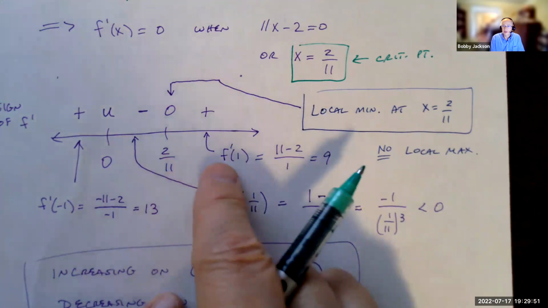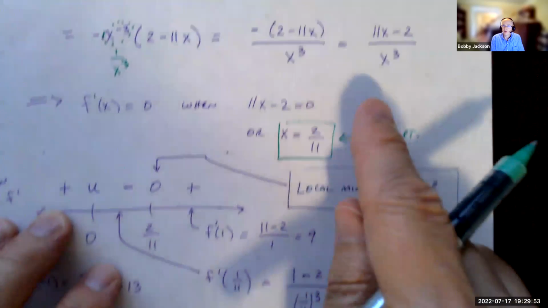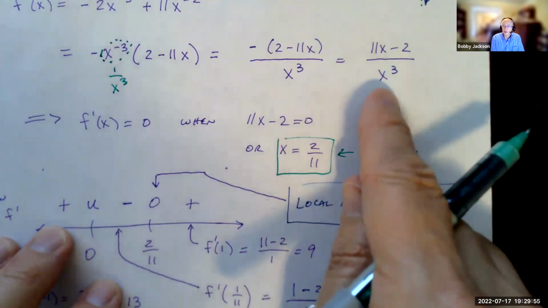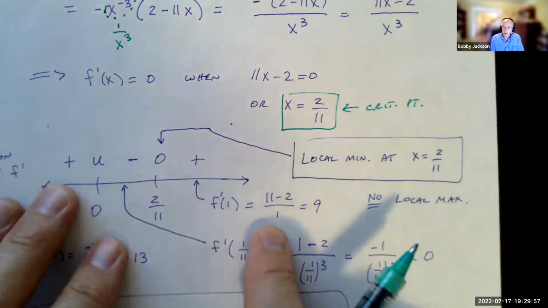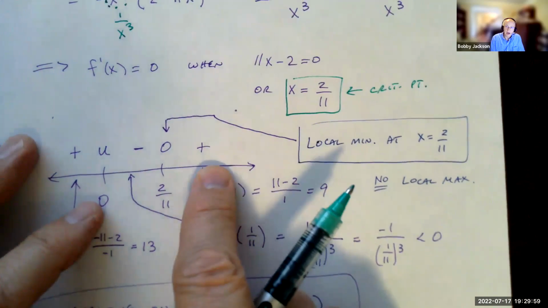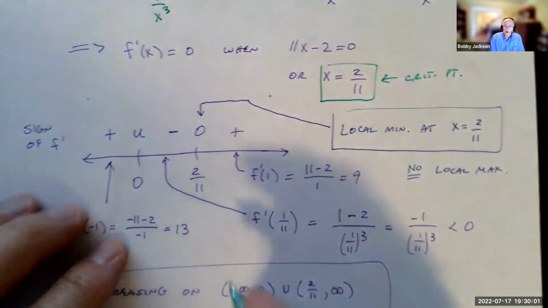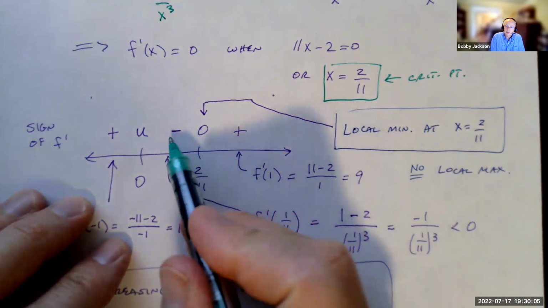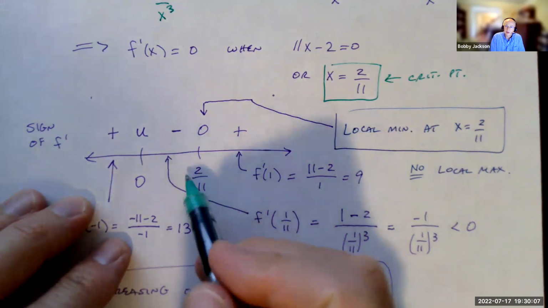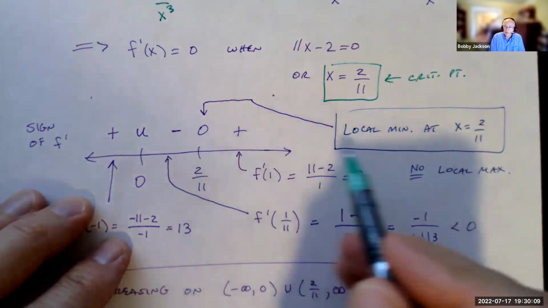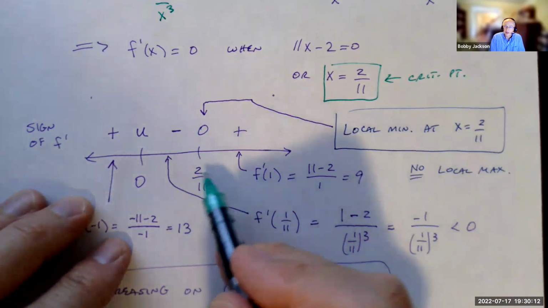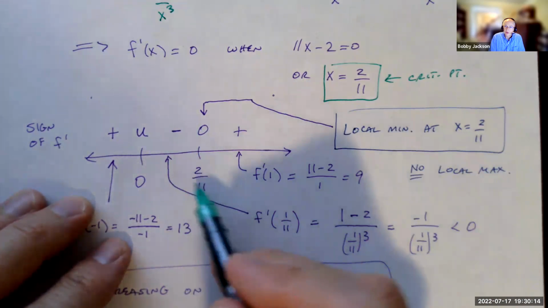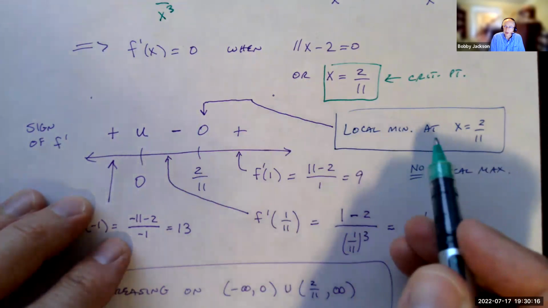And then greater than 2/11, I'll try 1. F prime of 1, if I plug in 1, is 11 minus 2, which is 9, divided by 1 cubed, which is 1, which gives me 9, which is positive, more importantly. Okay, notice at 2/11, we have a sign change from negative to positive, meaning decreasing to increasing for the function. And so therefore we have a local min at 2/11. So that critical value 2/11 corresponds to a local min.